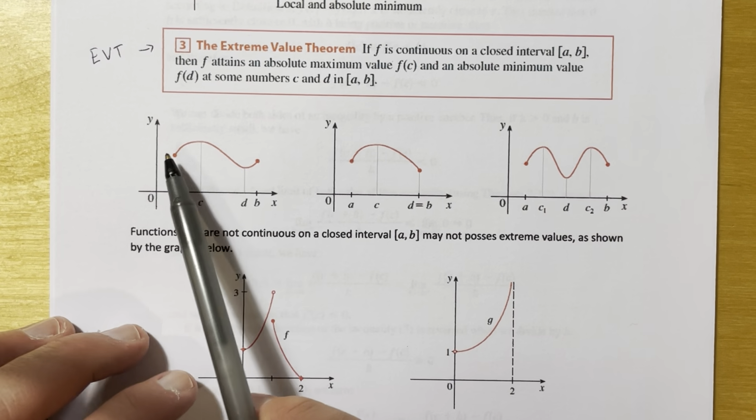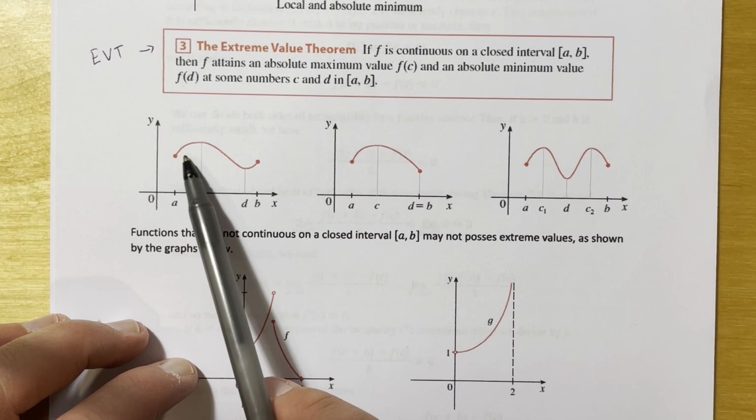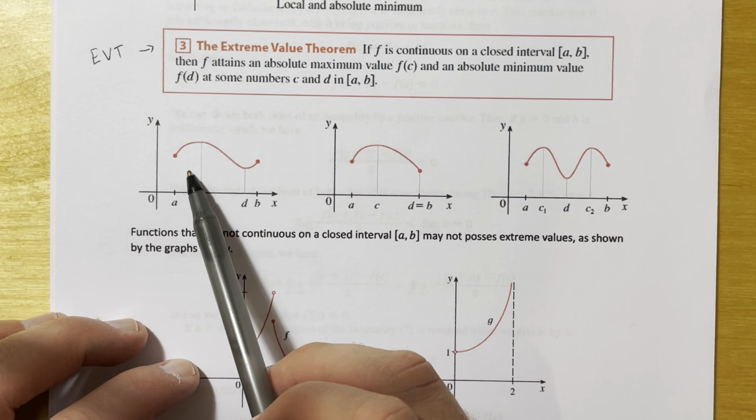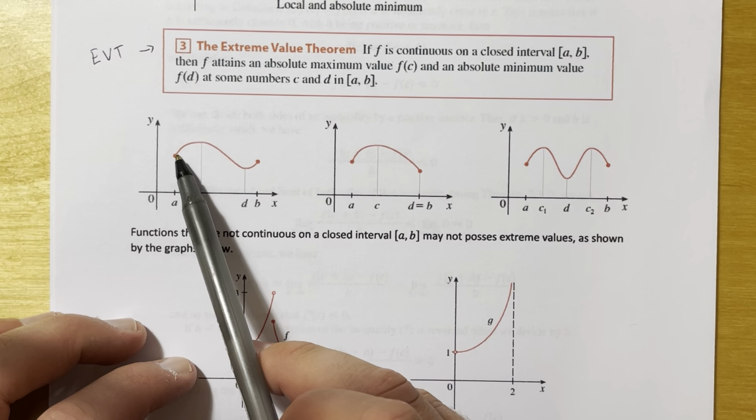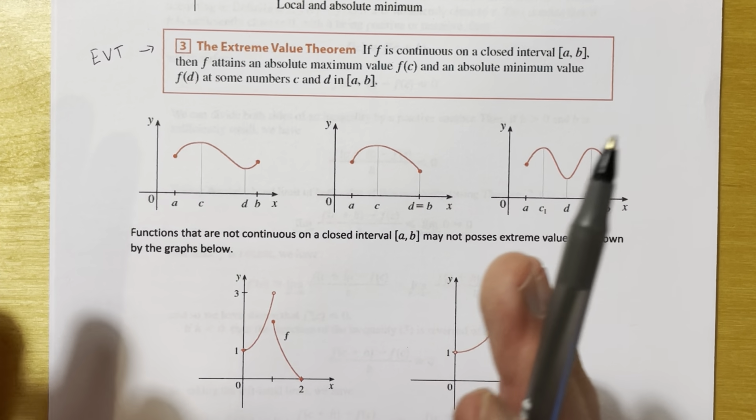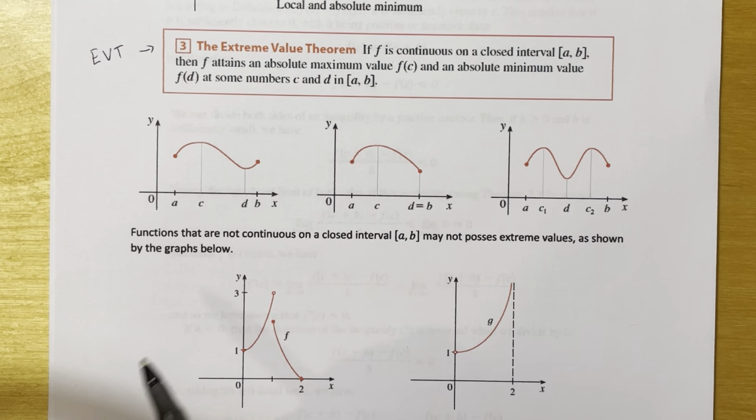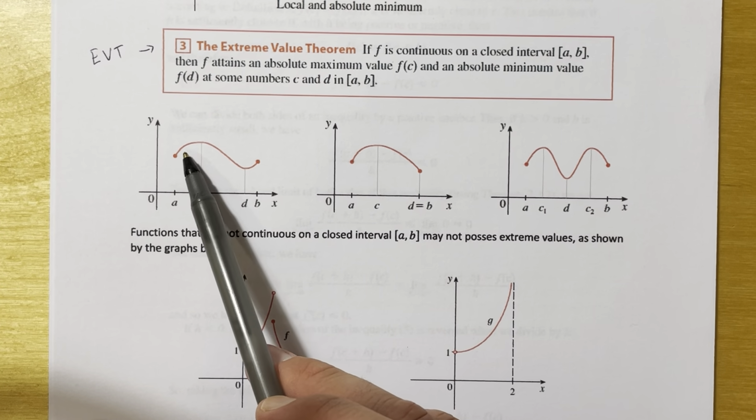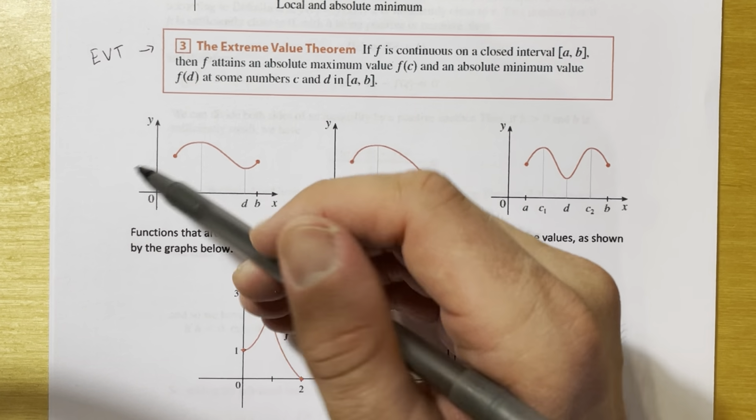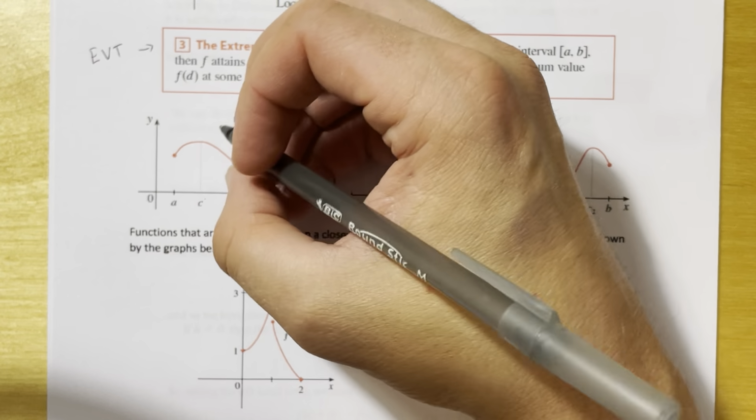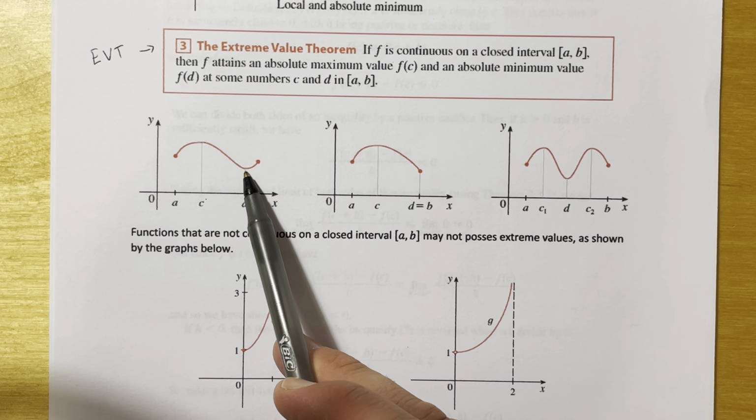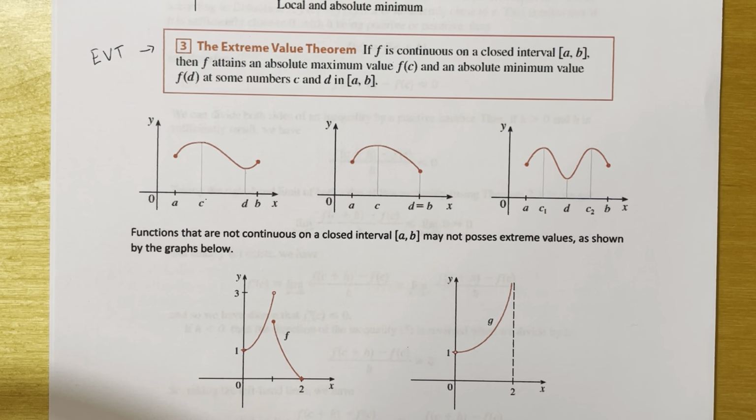So here's an example of a function that's clearly continuous. I can go from this point to this point along that curve without picking up my pen. Okay, and the extreme value theorem says that as long as we know that this function is continuous on that closed interval [a, b], I am guaranteed to have an absolute maximum and an absolute minimum occur somewhere on this curve. I can see here that c gets me to my absolute maximum, so f(c) would be my absolute maximum. f(d) appears to be my absolute minimum. It's the lowest point that I can find.